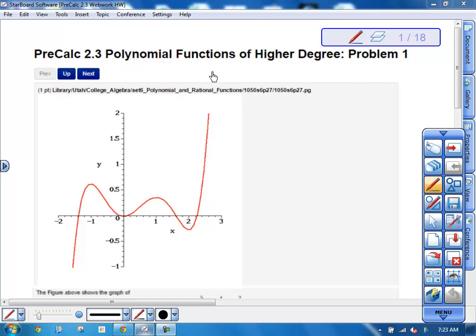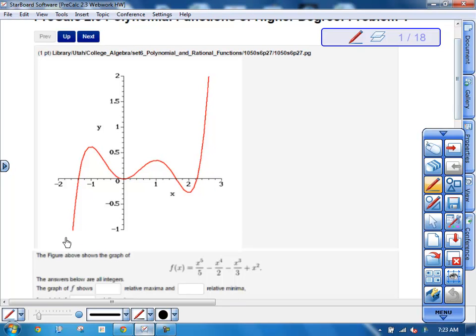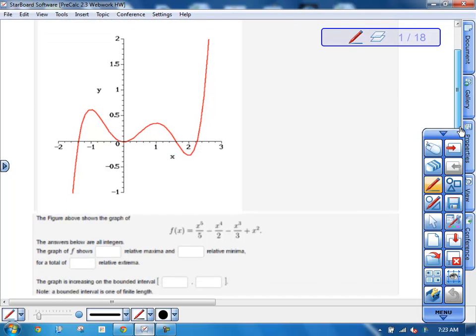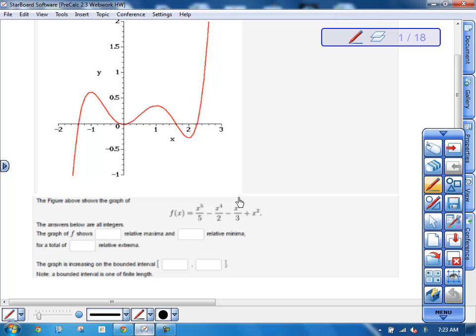All right, this is 2.3 homework. First problem gives us this polynomial. Looks like a fifth degree polynomial. And they want us to answer this question. Here it is right here. It says the graph of f shows blank.